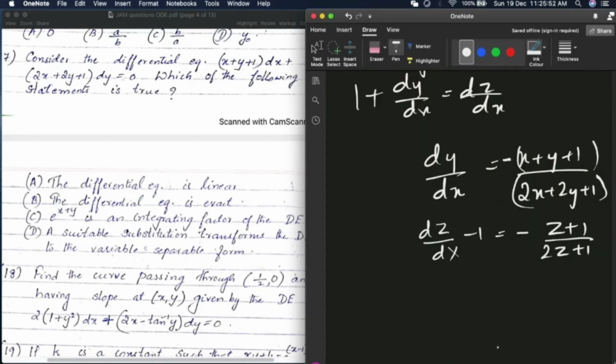Yes. This becomes variable separable. So D is correct.